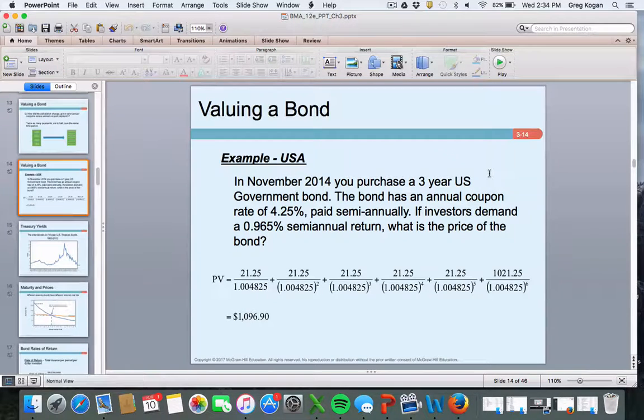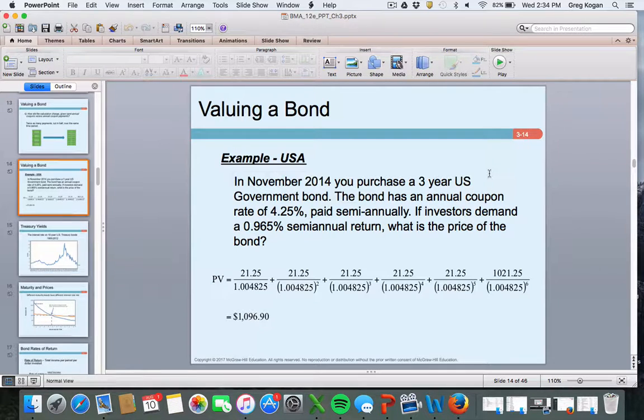So continuing with bond valuation, I just wanted to go over another example, where we have a 3-year U.S. government bond that pays 4.25% and investors demand a 0.965 semi-annual return. What is the price of the bond?